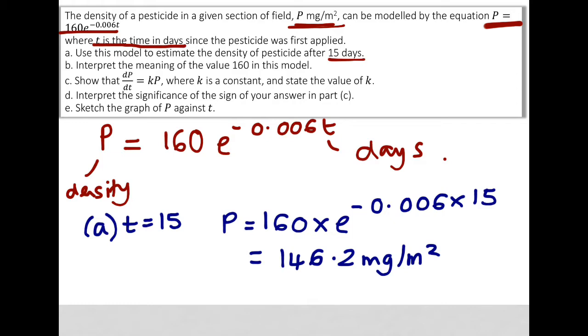Next thing, it's quite common this question comes up, and not just in this format, it comes up in other formats as well, in other questions. And here it says interpret the meaning of the value 160 in the model. And that's that bit there in your model. And sometimes this is where people get a bit stuck. Well, this is all your awareness of what an exponential graph would be, and that links to your knowledge that came before.